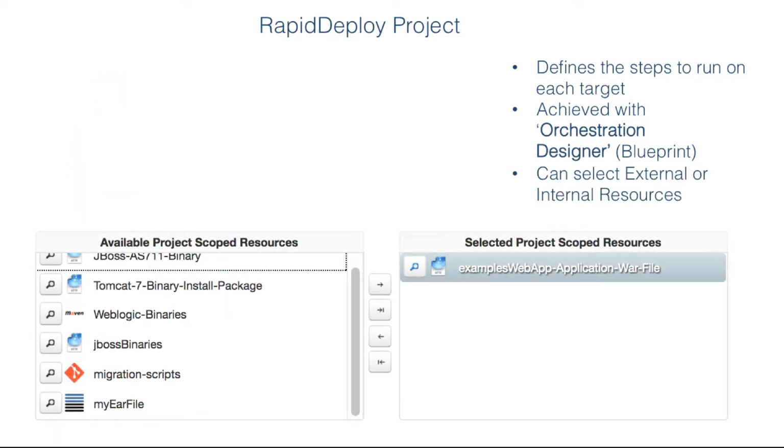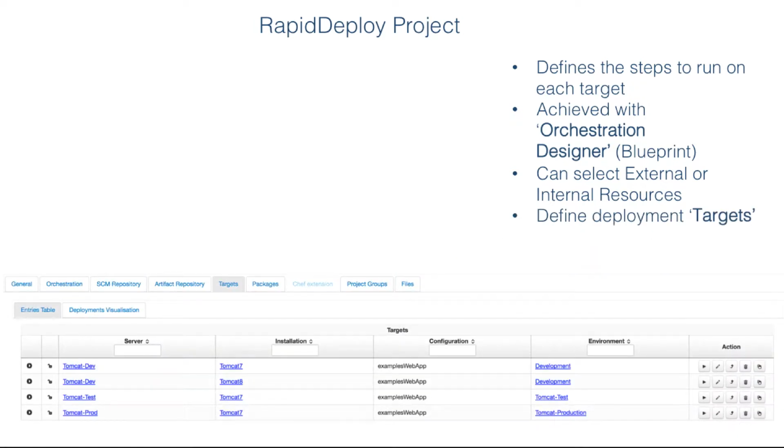Okay, so on the project you can also choose which resources you're going to select. As we discussed, we've got our resource library. The available resources are here shown on the left, and on the right these are the resources that we've just selected for this particular project. So this is just deploying the WAR file. And we also define our deployment targets. So a target is specifically a server and an installation with the configuration for that specific server and installation.